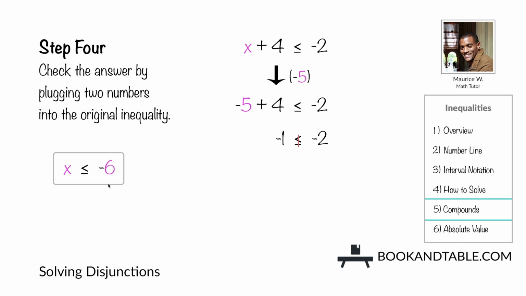So again, when you are solving disjunctions, solve the first inequality for x and check that answer based on the inequality that you get, and then solve the second inequality you're given, and then check that answer separately.